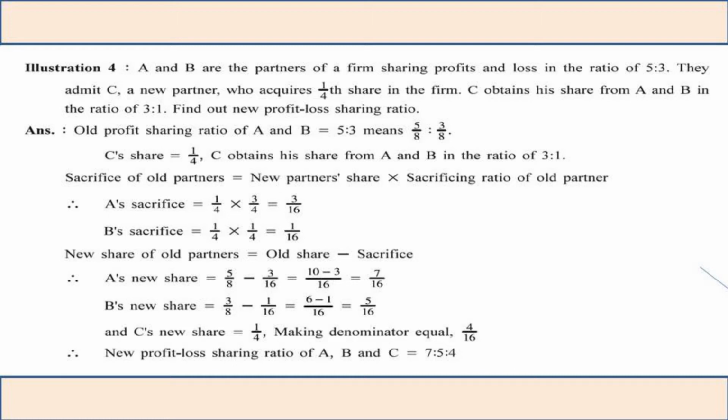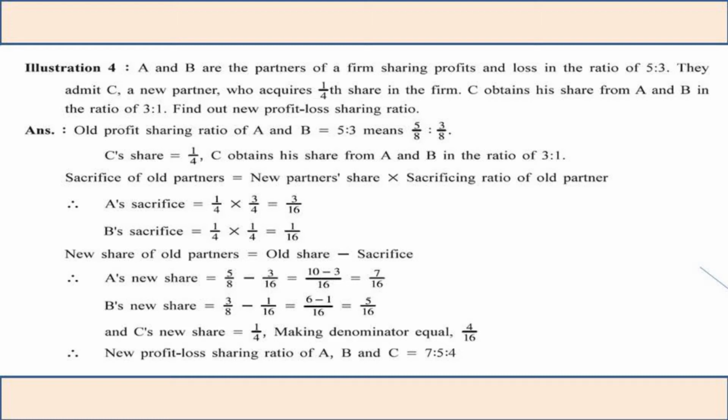A's new share is equal to 5 upon 8 minus 3 upon 16. Here in denominator 8 and 16 is there. So 8 and 16 means LCM is 16. So now we multiply with 2. 5 upon 8, in numerator and denominator we multiply with 2. Then 5 2s are 10 and 8 2s are 16, means 10 upon 16 minus 3 upon 16, 10 minus 3 is equal to 7 upon 16.